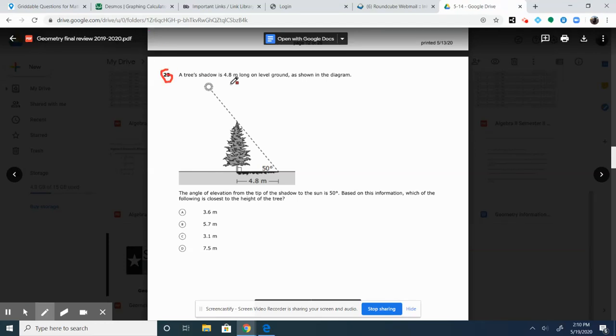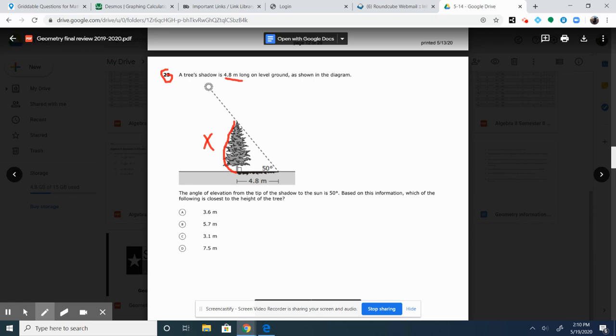So we have number 23. It says a tree shadow is 4.8 meters long and is shown in the diagram. The angle of elevation from the tip of the shadow to the sun is 50 degrees. So based on this information, which is the closest to the height of the tree? So we are trying to look for the height of this side.